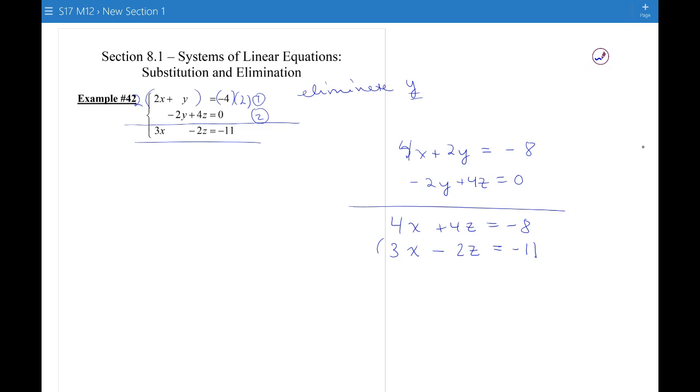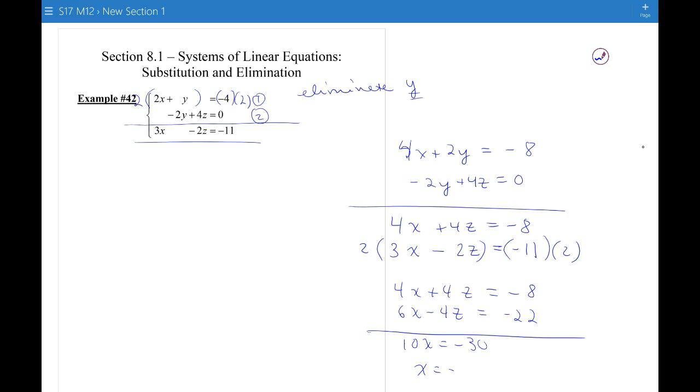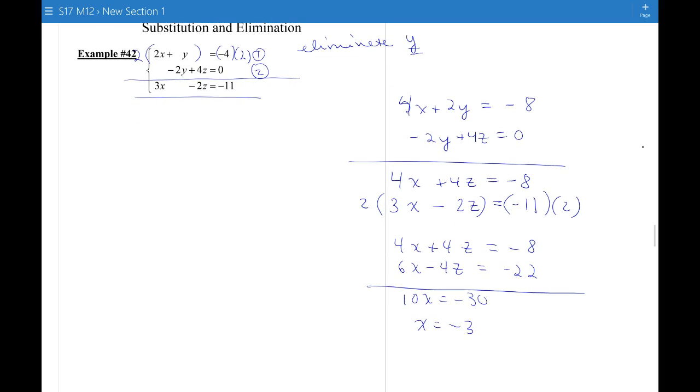So I'm going to multiply this second equation by 2 because I can see that will eliminate the z. So I'm going to have 4x plus 4z equals negative 8, and 6x minus 4z equals negative 22. So it looks like 10x equals negative 30 and x equals negative 3. So then I can come back to either of these equations to solve for the z.